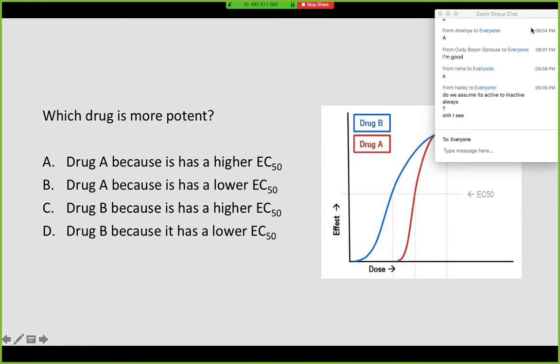All right, so practice question time. Which drug is more potent?